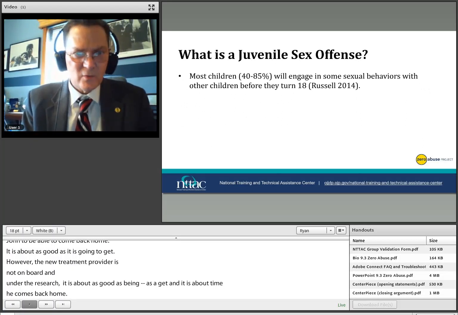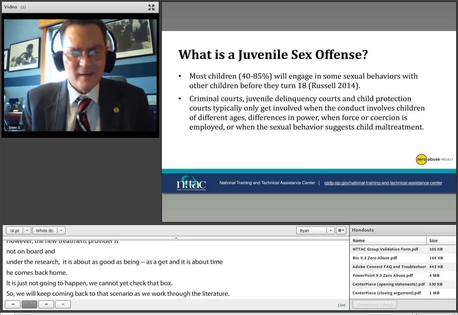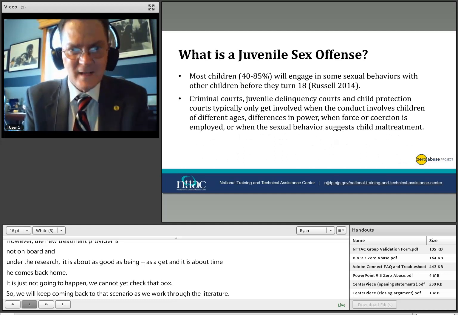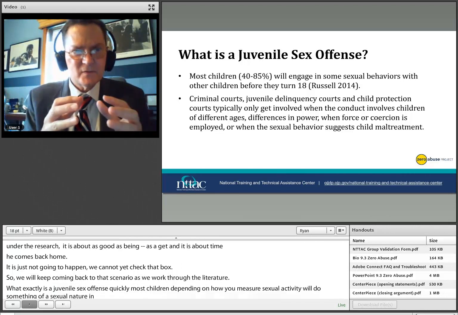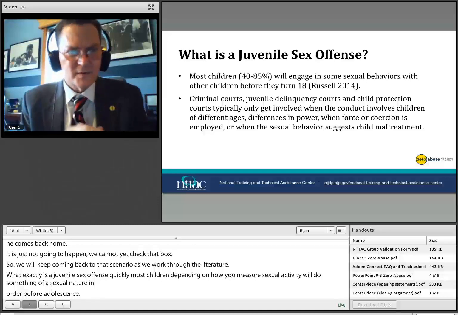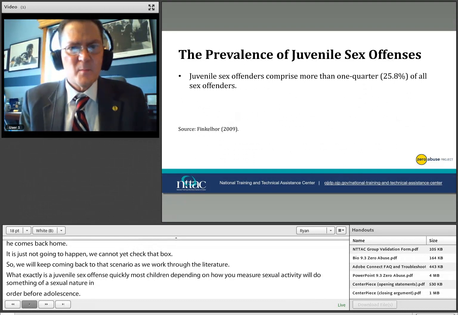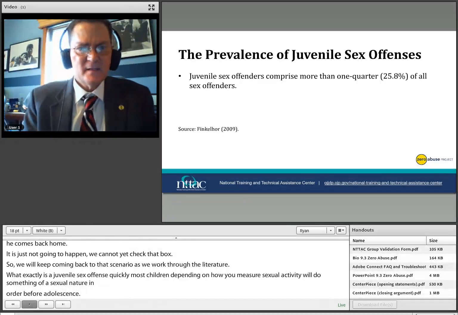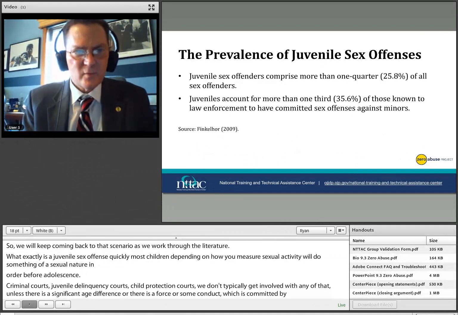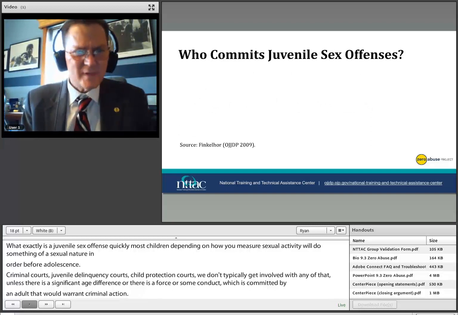What exactly is a juvenile sex offense? Well, most children, depending on how you measure sexual activity, will do something of a sexual nature in or before adolescence. Criminal courts, juvenile delinquency courts, child protection courts, we don't typically get involved with any of that unless there's a significant age difference or there's force or there's some conduct which, if committed by an adult, would warrant criminal action. How prevalent are juvenile sex offenses? Well, about a quarter of all sex offenders in the United States are themselves children, and about a third of all child molestations are committed by other children.